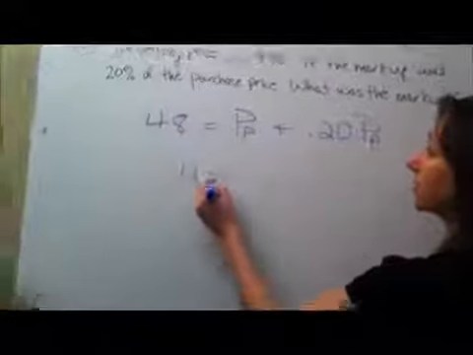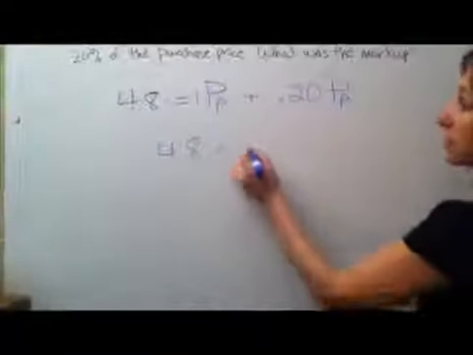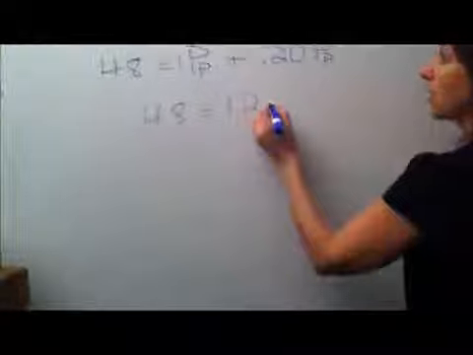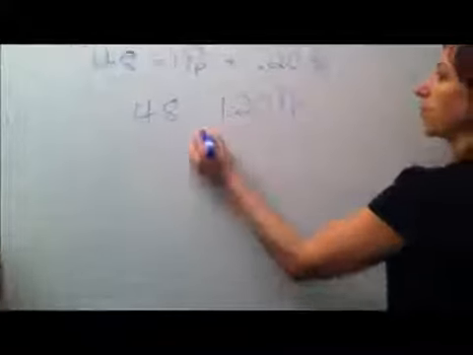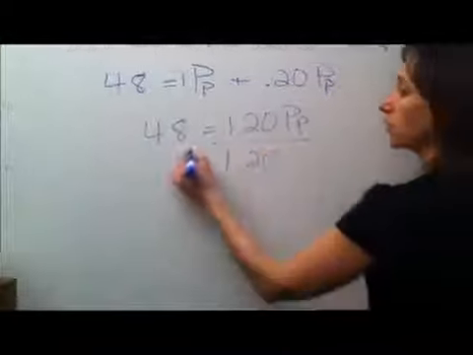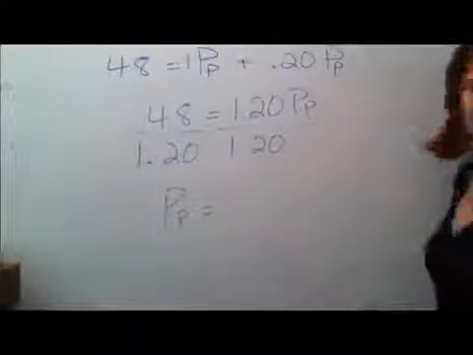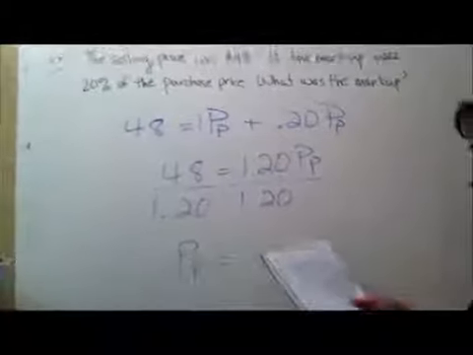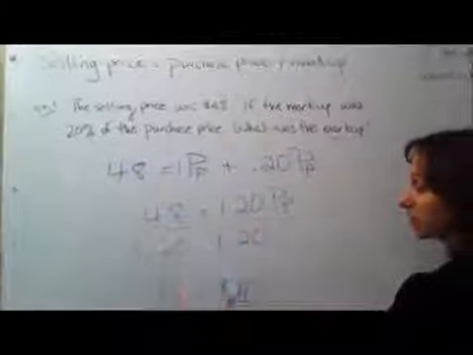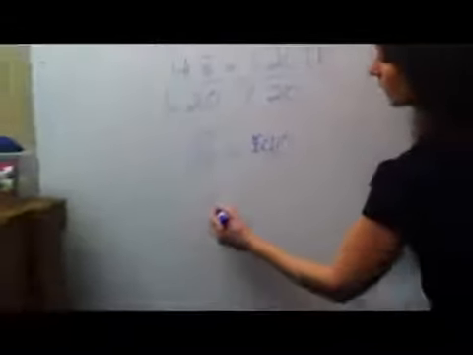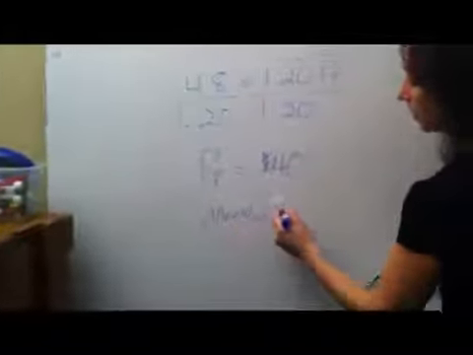So we get 48. There's a 1 there, just keep that in mind. So that would be 1.20 of the purchase price. Divide both sides by 1.20. And we get the purchase price is, if we divide, $40. But the question, if you go back up here, what was the markup? So the selling price was 48. If the original price was 40, the markup would be $8. So make sure you get what they're asking for.